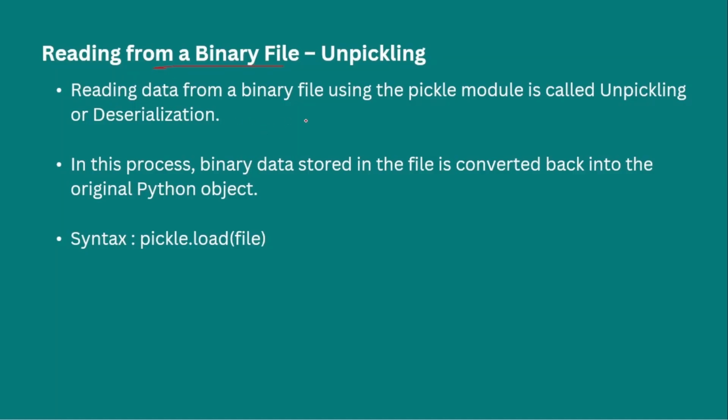Reading data from a binary file using the Pickle module is called unpickling or deserialization. We have already read about this, that whenever we read a binary file using Pickle, we have to load that data. So the file, which is a binary file that has data in binary format, is to be converted to its original Python object, and that process is unpickling or deserialization. In this process, binary data stored in the file is converted back into the original Python object. Syntax is pickle.load(file). Fine.